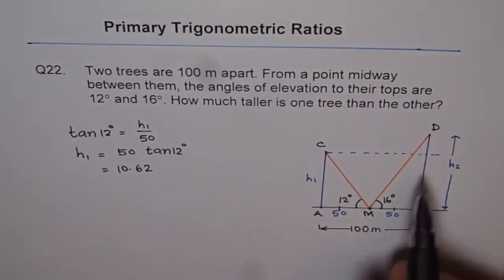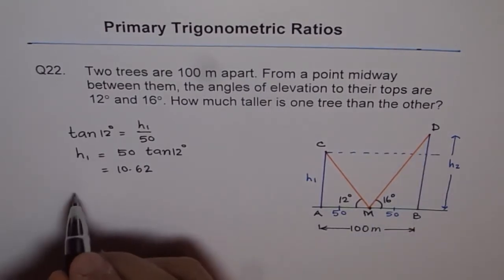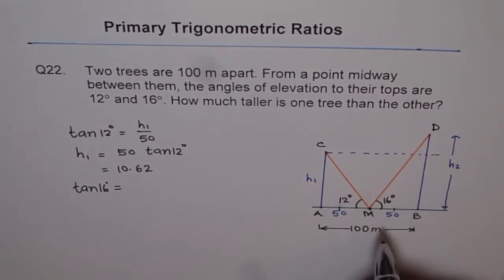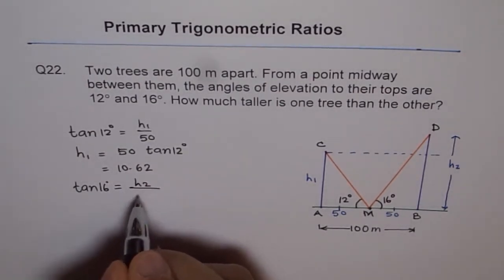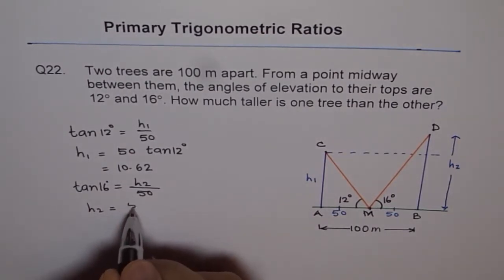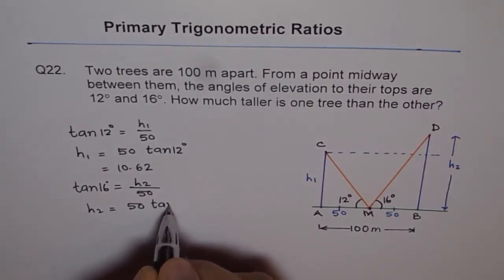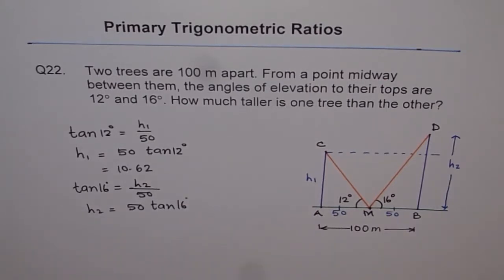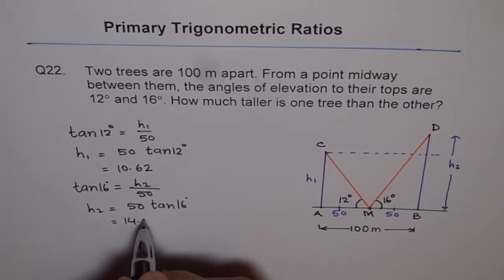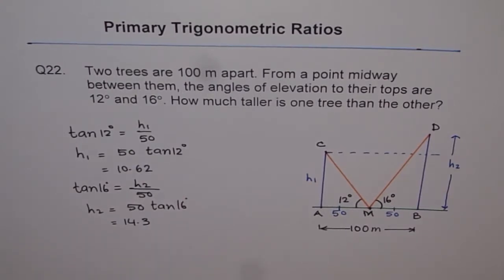Now in the second triangle AMB, tan of 16 degrees equals h2 over 50. So h2 equals 50 times tan of 16 degrees. That gives us 14.3. Correct?